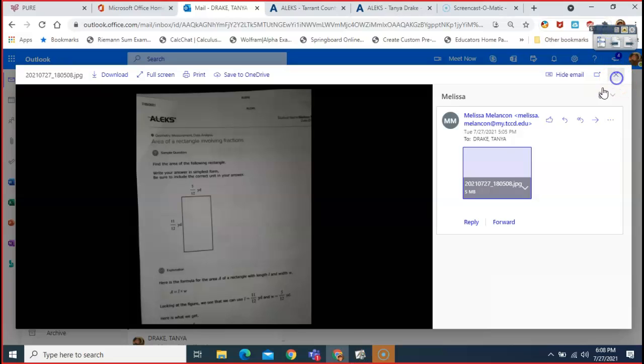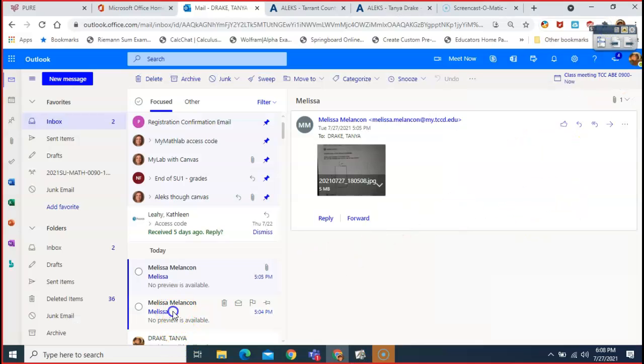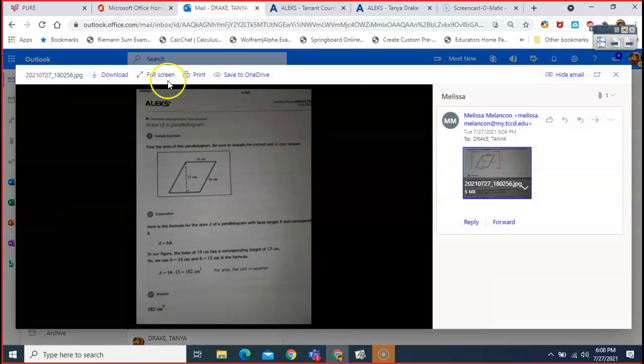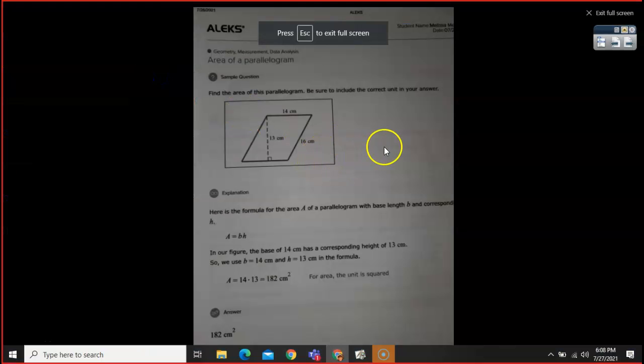And let's move this out of the way. The next problem. Let's go to full screen. Okay. All right. So you see this dashed line? That's what I was talking about.